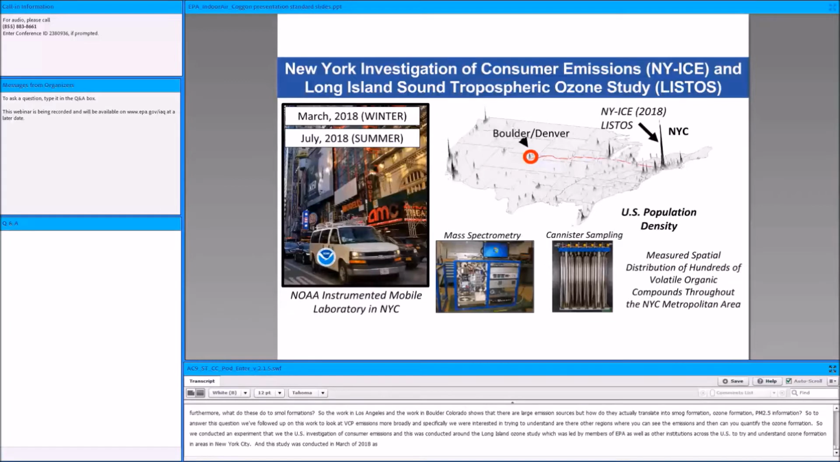What we did is we packed instruments into a mobile laboratory, and we drove from Boulder, Colorado, all the way across the U.S. to New York City. In our van, we had a mass spectrometer that can measure hundreds of volatile organic compounds at very high rate, so that we can look at the fingerprint of volatile chemical products and compare that to traditional sources such as vehicle emissions.